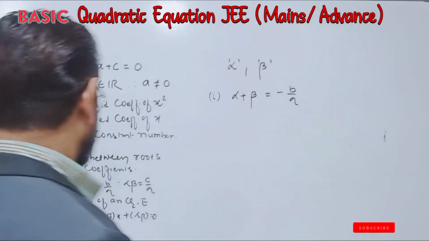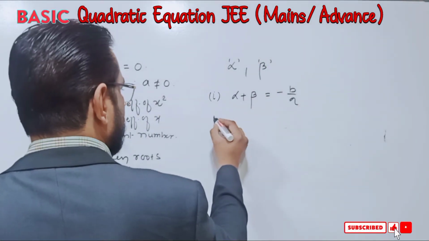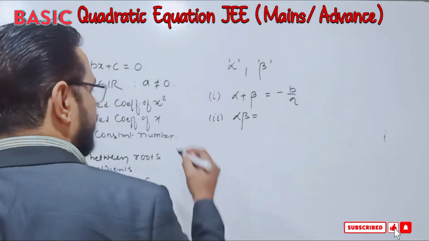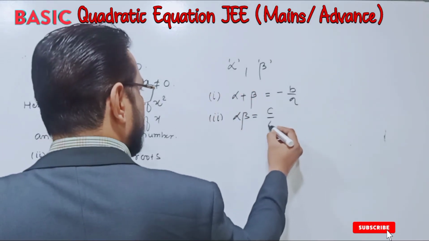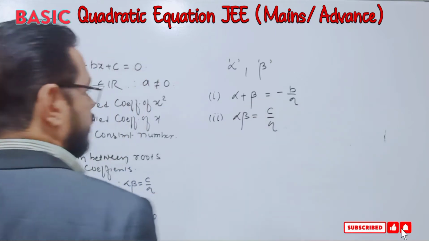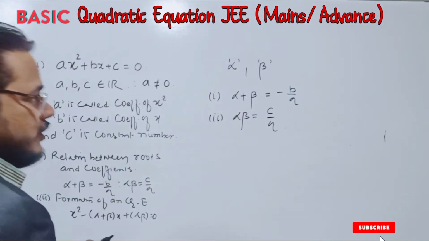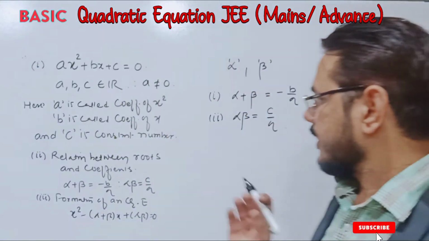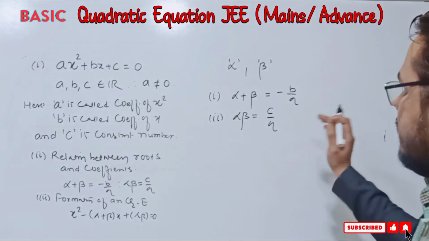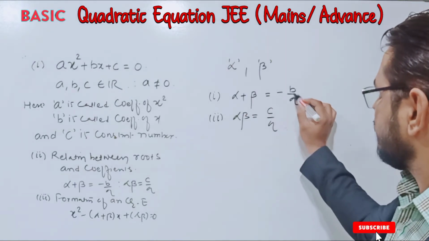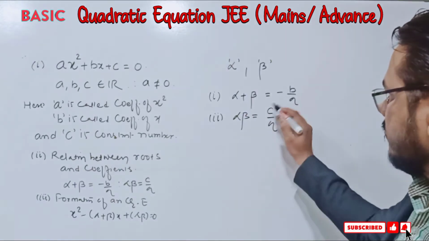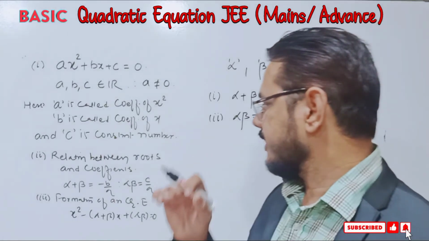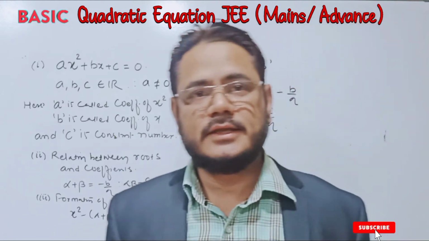Then next, product of the roots. So here we write second relation, that is alpha into beta. Alpha into beta is always c by a, that is coefficient of the constant term upon coefficient of x square. So always remember student, relation between roots and coefficients. So sum of the roots is minus b by a and the product of the roots is always c by a.